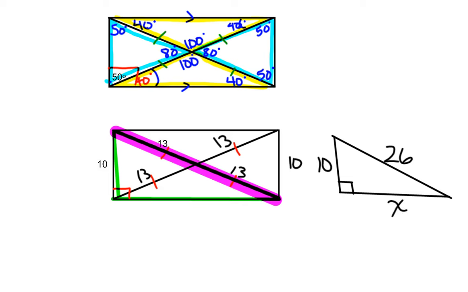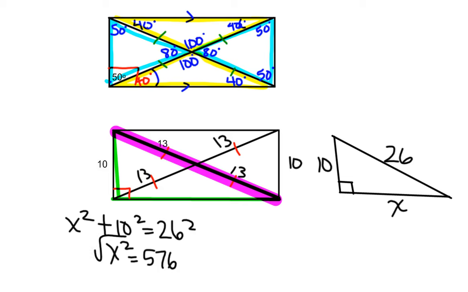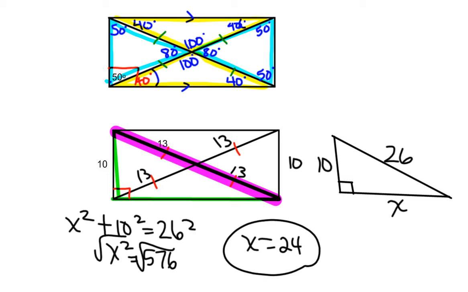You have a right triangle. You can use the Pythagorean theorem. If I plug this in, 26 squared minus 10 squared is going to give me 576. And when I take the square root of both sides, x is 24. That means this is 24 and this is 24 because opposite sides on a parallelogram are congruent.